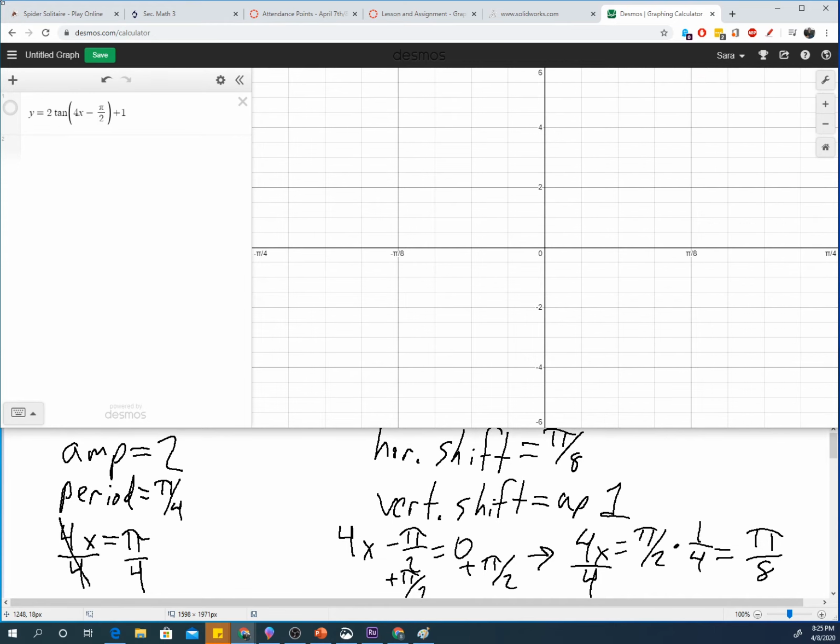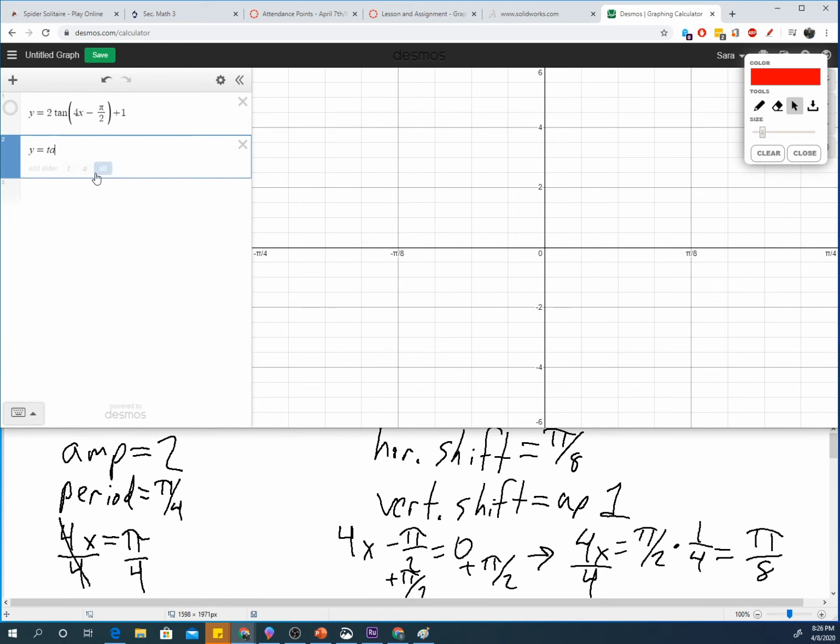Alright, so with my tangent functions, normally they start in the center. You can go back and check your original function, and I'll even graph here just y equals tangent of x. It starts at the origin. So I'm going to graph something that has the new period and it has the right amplitude.